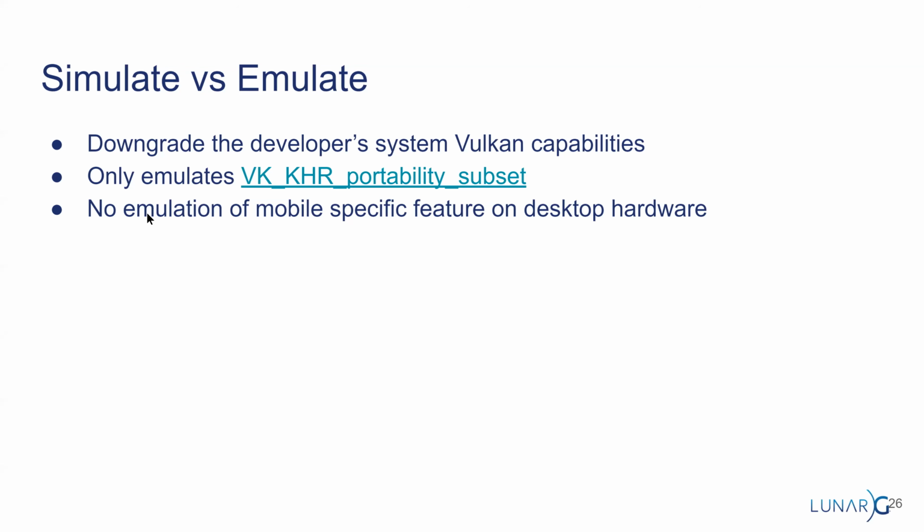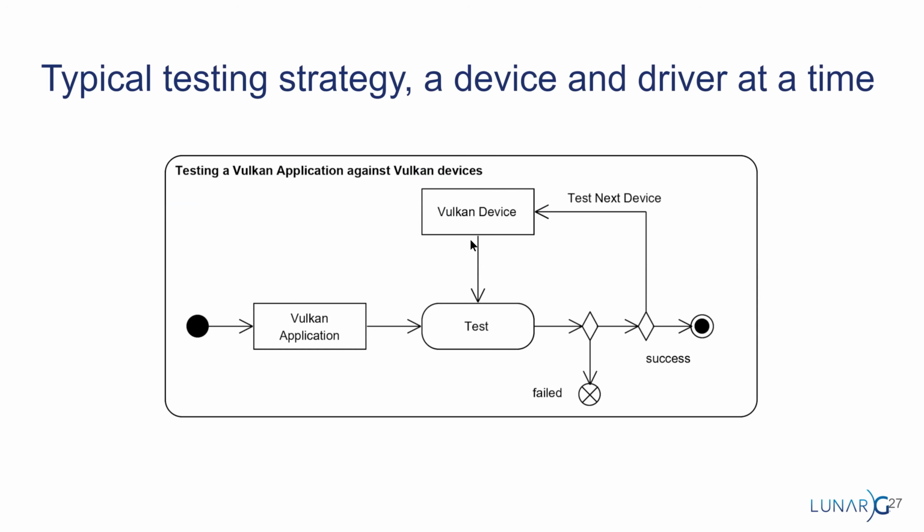So there is a downside: if there are some features that are mobile specific, some extension, we can't emulate them on desktop because we can only downgrade the capabilities. And here I would like to give some perspective on how we could use the profile layer to be more effective during our testing.